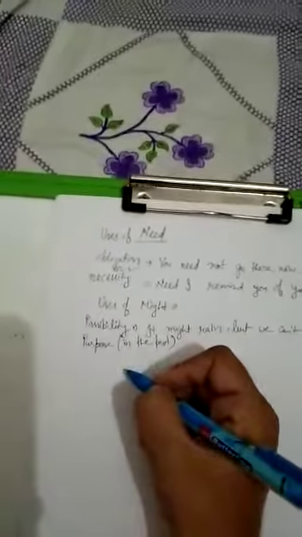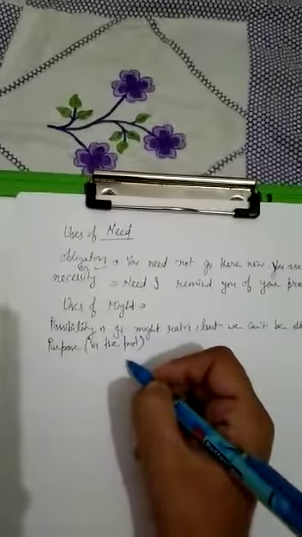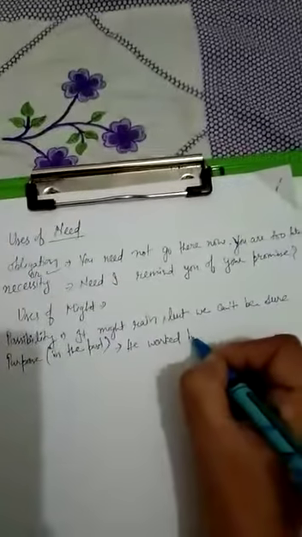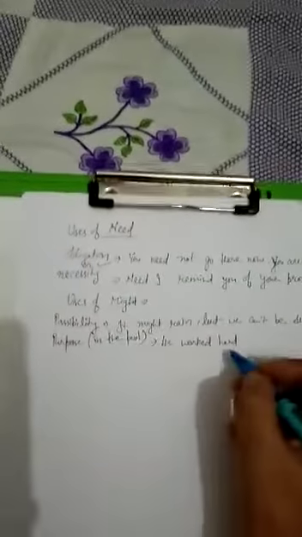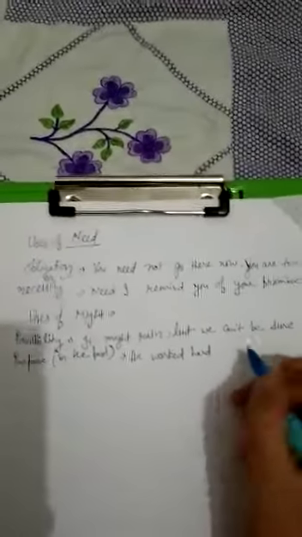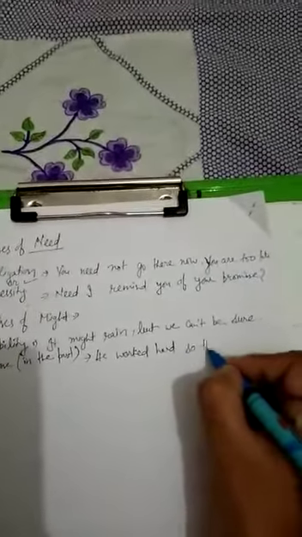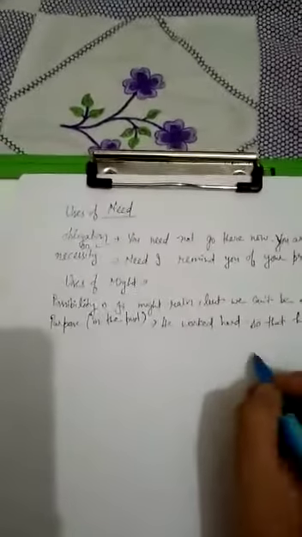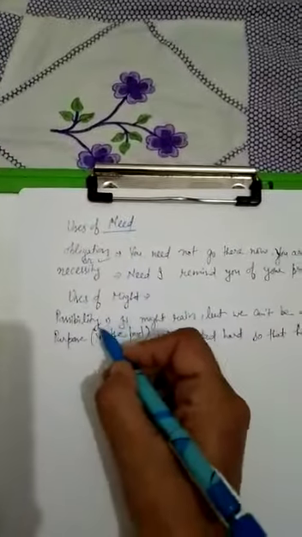Next is purpose, and purpose should be in the past. He worked hard. So here also we have used the past form. He worked hard so that he might pass. Here it is used for the past purpose. So might is used for the possibility and for the purpose.